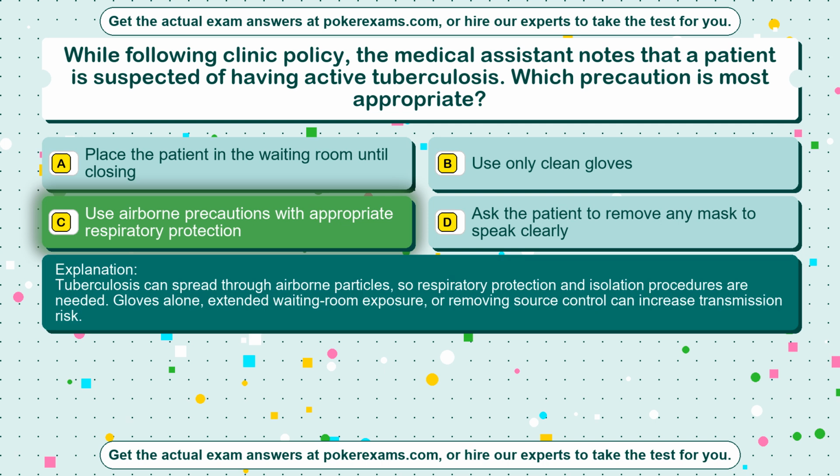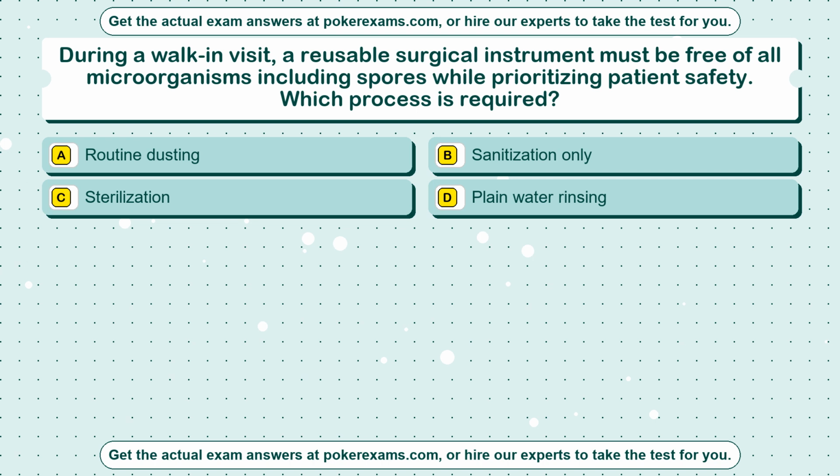Tuberculosis can spread through airborne particles, so respiratory protection and isolation procedures are needed. Gloves alone, extended waiting room exposure, or removing source control can increase transmission risk. Question 82. During a walk-in visit, a reusable surgical instrument must be free of all microorganisms including spores while prioritizing patient safety. Which process is required?